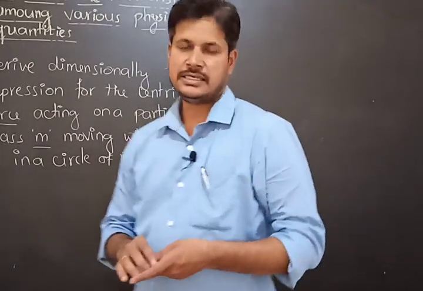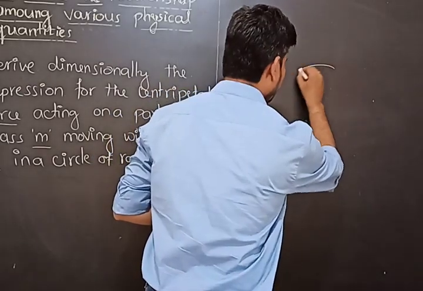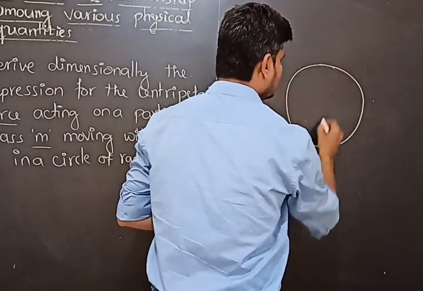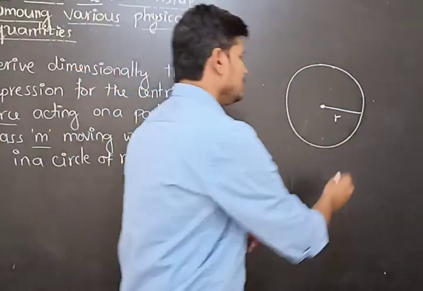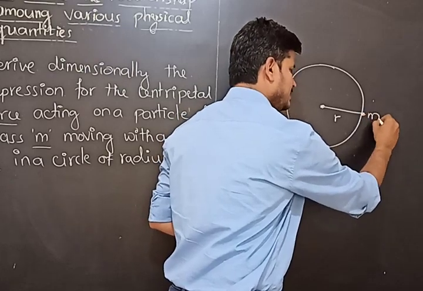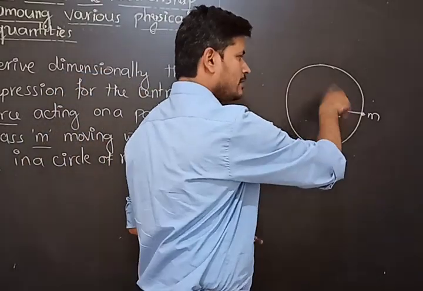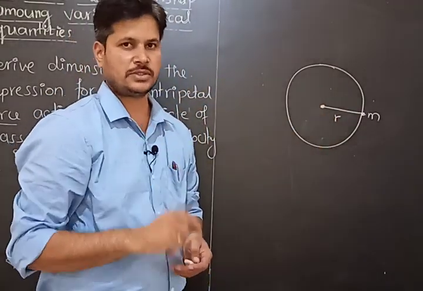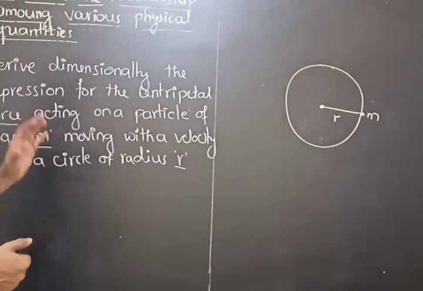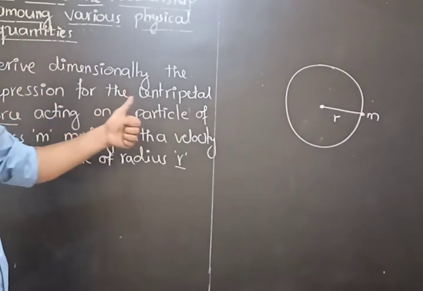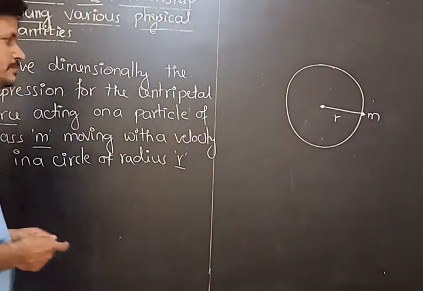The particle is moving in a circular path of radius r, and the mass of the particle is m. To rotate the mass in a circular path, it requires a force, and that force is known as the centripetal force. Then what is the relation between force F, m, v and r? That is what we are going to derive here.